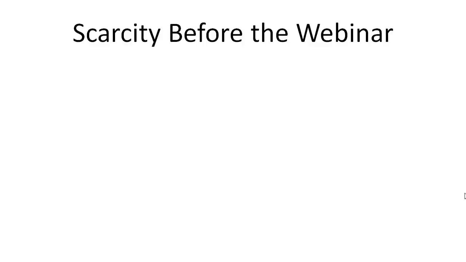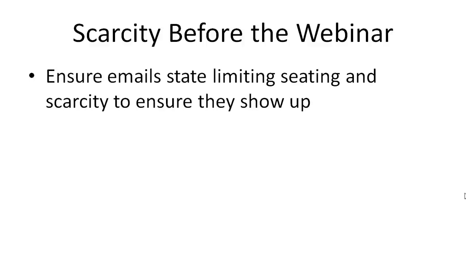Another thing you want to implement is scarcity before the webinar. Here's what I mean by that. You want to ensure that your follow-up emails state that there is limited seating, and you want to utilize scarcity to ensure that they show up. So in your emails, you want to say something like, I'm glad you signed up for the webinar. Make sure that you show up, because even though you signed up for the webinar, we have limited seating. So maybe realistically, let's say, for example, that 200 people sign up, but with GoToWebinar, you only have the basic plan, so you can only have 100 people sign up and show up and watch the webinar. So that leaves another 100 people not able to watch the webinar. They can watch the webinar replays afterwards.